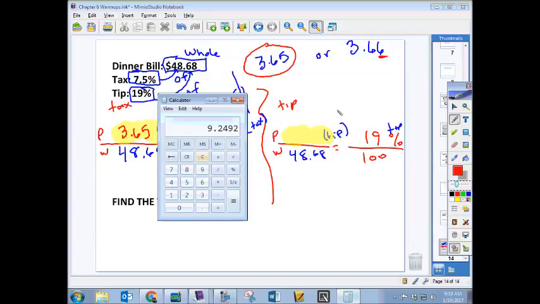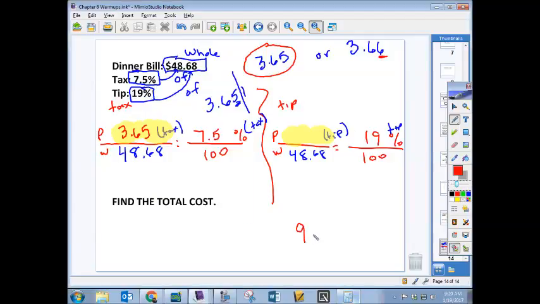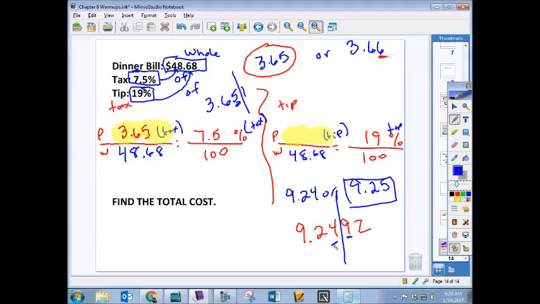Oh, 92492. So we got 924. What was it? 92. 92. How many places does money go to? Goes to 2 places. So this is either going to be what or what? What's it going to be? It's going to be this one, because that 9 right there tells that 4 to go up because it's 5 or more. The 9 is. Everybody got that? So that's going to be $9.25.